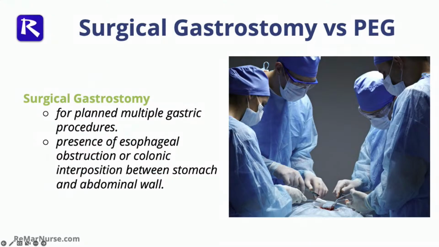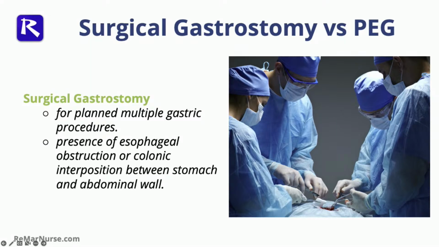So why would somebody have the surgical gastrostomy tube or a PEG tube? What are the indications? All right. And I just want to make sure that I am giving you guys all of my notes here. So just reading these bullet points with me, the surgical gastrostomy tube is for planned multiple gastric procedures.